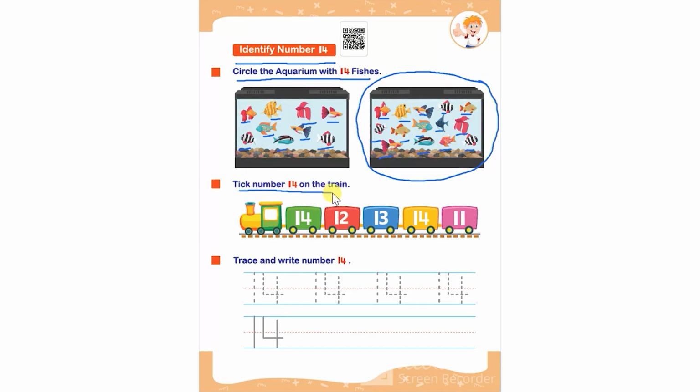Tick number 14 on the train. So the child has to put a tick mark on number 14 on the train. Trace and write the number 14. So here they have to first of all trace the number 14 in the first row, and then they have to complete writing the number 14 in the next row.